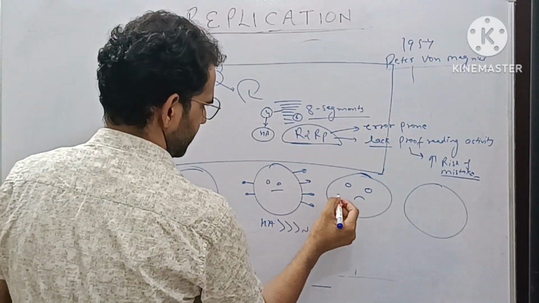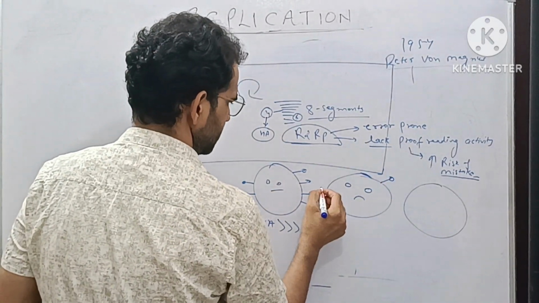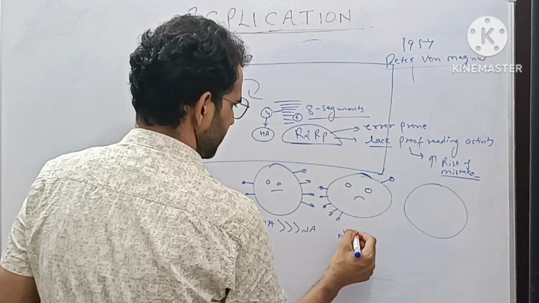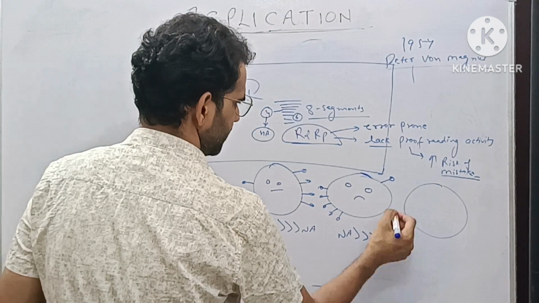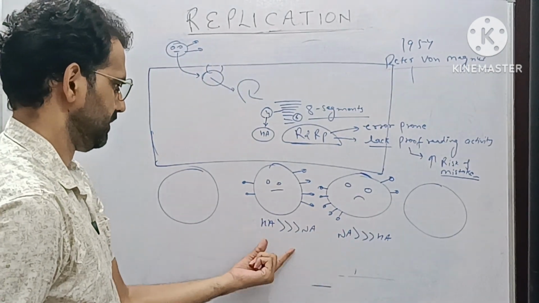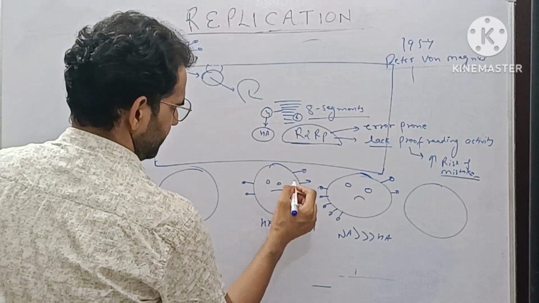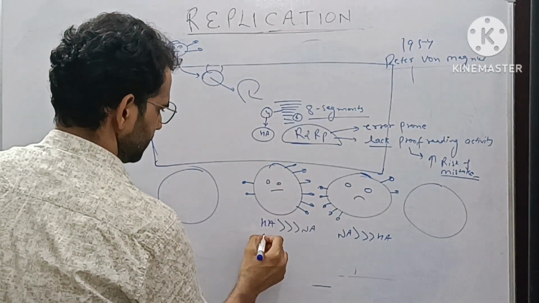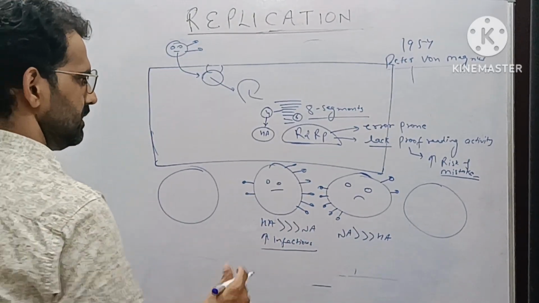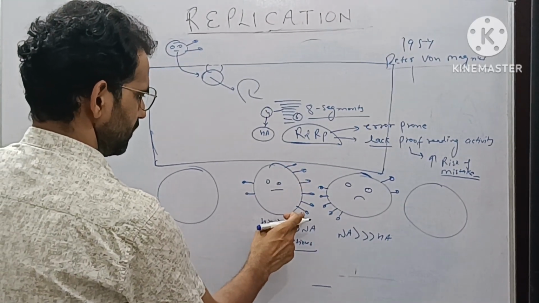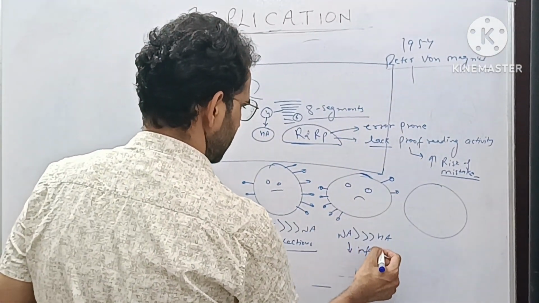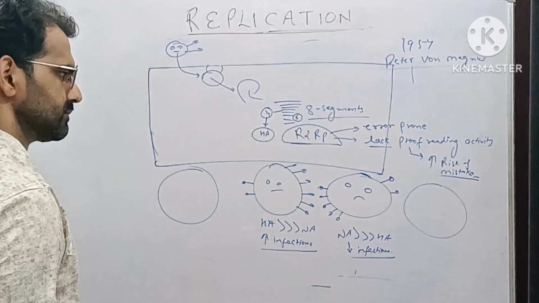Segment number 6, which encodes NA, is replicated multiple times. So here NA is more than hemagglutinin. Both are defective. This one is having more HA, which means it is more infectious, because HA helps in attachment with the host cell. And this one is less infectious.